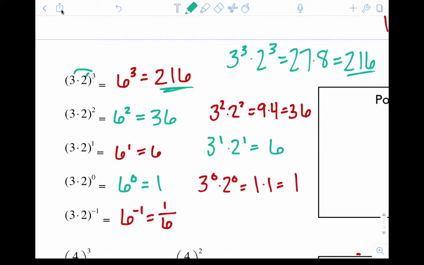And then let's try it by distributing. So I'm going to take 3 to the negative first times 2 to the negative first. 3 to the negative first is 1/3. 2 to the negative first is 1/2. And I know when I multiply fractions, I'm going to multiply straight across, and I get 1/6. So it still works with negative exponents.